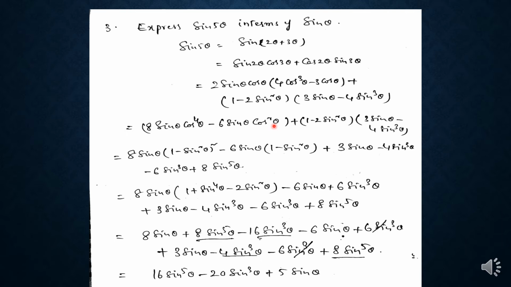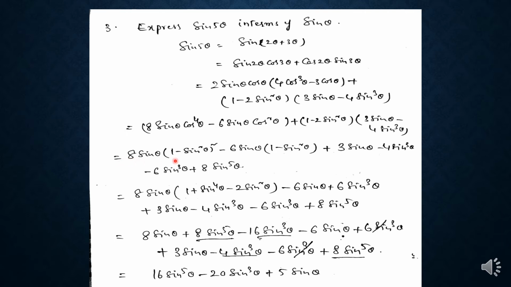The identity is there, the fundamental identity is there. So here cos to the power of 4 theta can be written as cos square theta whole square, where cos square theta is equal to 1 minus sin square theta whole square, minus 6 sin theta into 1 minus sin square theta. And the terms by multiplying these two products we will get 3 sin theta minus 4 sin cube theta minus 6 sin cube theta plus 8 sin to the power of 5 theta.